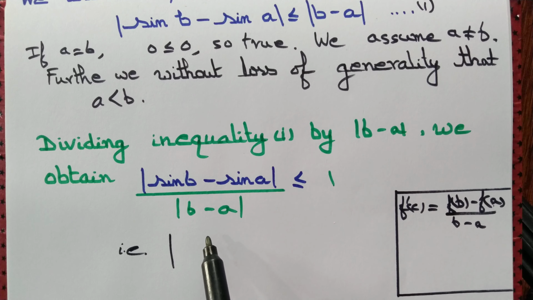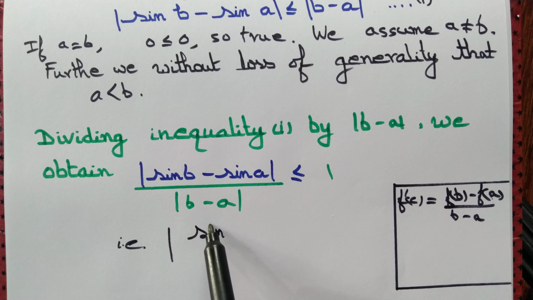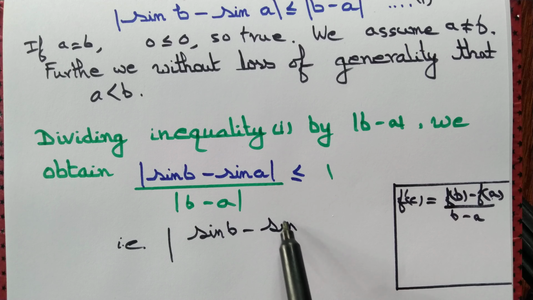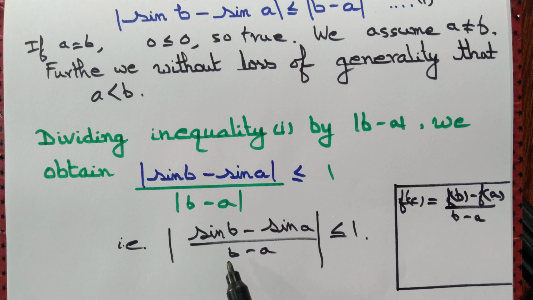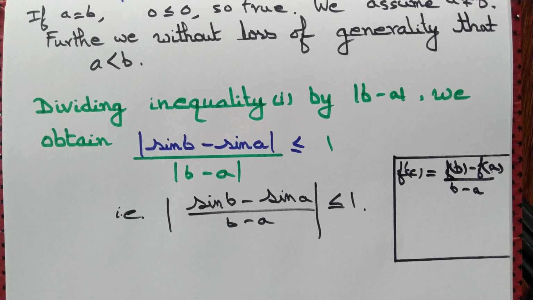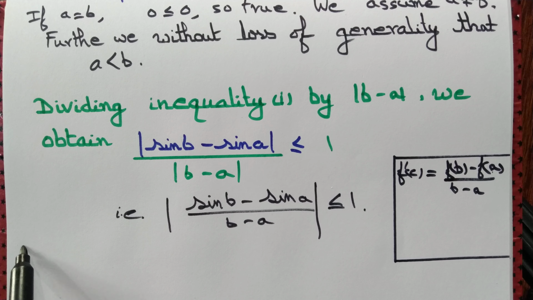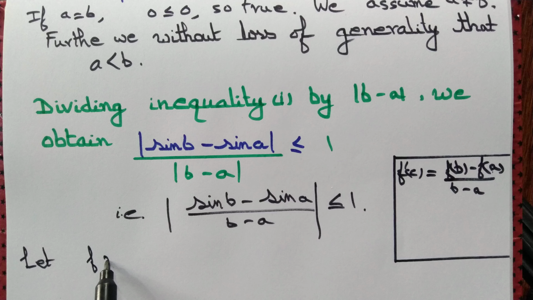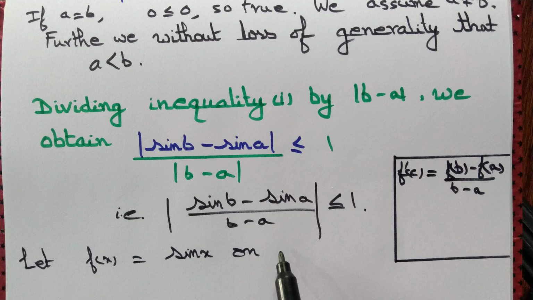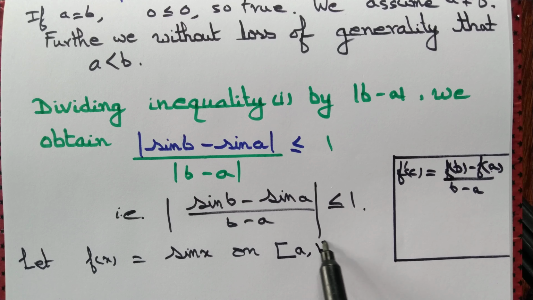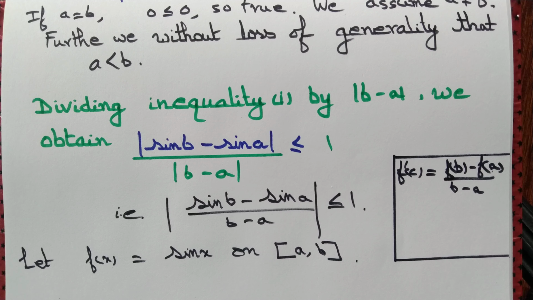That is, we want to show that mod of sin b minus sin a divided by b minus a is less than or equal to 1. So we got f(b) minus f(a) by b minus a. We should choose f(b) equal to sin b, or rather f(x) equal to sin x. Let f(x) equal to sin x on the closed interval a, b. Does it make sense? Yes, we are assuming a to be less than b.